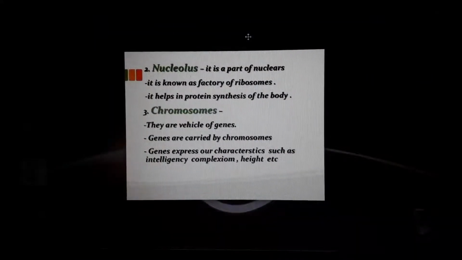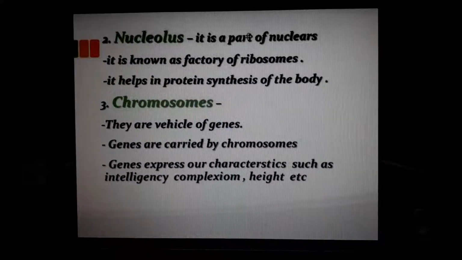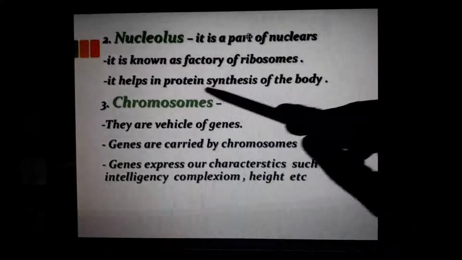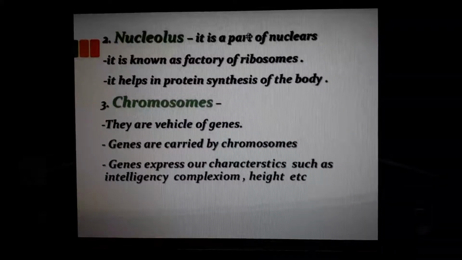So the nucleus, and the nucleolus. What is this nucleolus? It is a part of the nucleus and it is known as the factory of ribosomes. It helps in protein synthesis of the body. So nucleolus is a small part inside the nucleus. These ribosomes are formed inside this small part, the nucleolus, which is situated inside the nucleus. And ribosomes, for what purpose are we using them? To synthesize, to take in the protein particles which are already digested by the stomach and small intestine. Understand? So ribosomes are important to help synthesize protein. So it is located inside the nucleus.